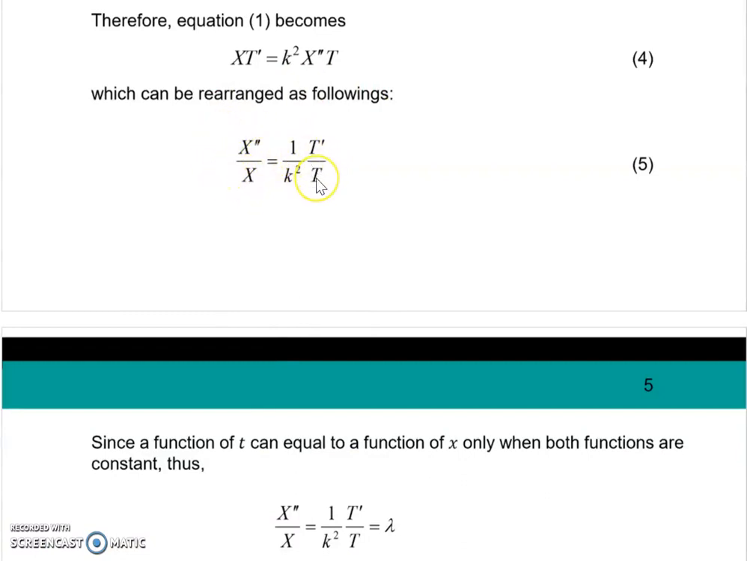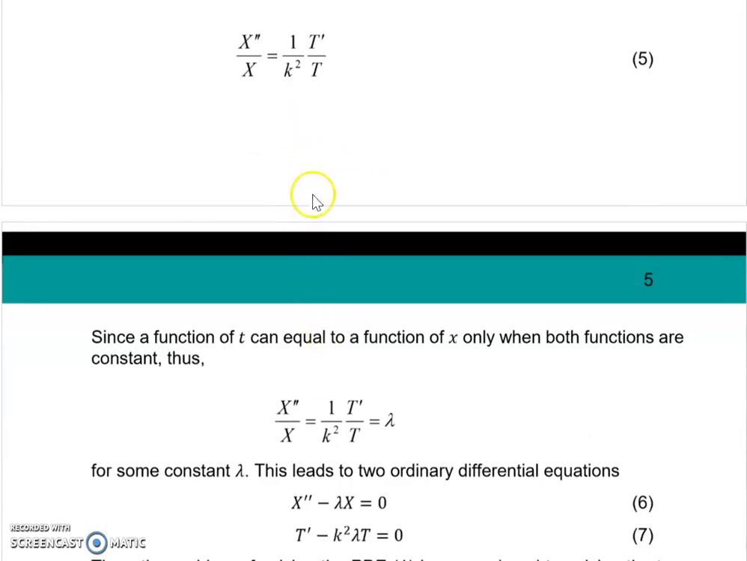will be equal to the right-hand side if both functions are constant. Otherwise, they are not equal to each other, because at the left-hand side they are all in terms of x, and at the right-hand side they are all in terms of t. So they are not going to be equivalent if they are not constant. I hope you can get that.